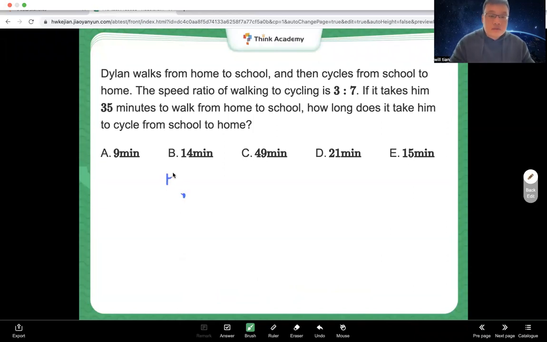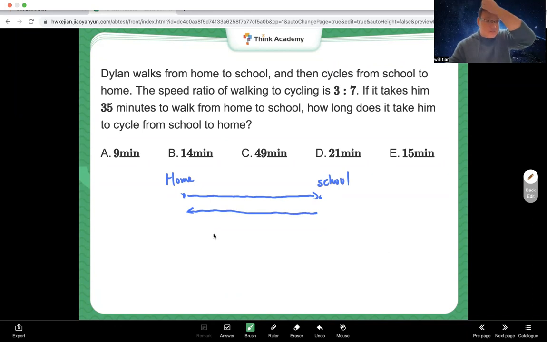Okay, so let me draw the diagram here. This is our home. This is school. And guys, when you go from home to school, we know the distance is this much, right? But when you go from school back home, the distance won't be changed, right? The distance is also the same. But it tells you the ratio of the speed. The speed ratio is 3 to 7.